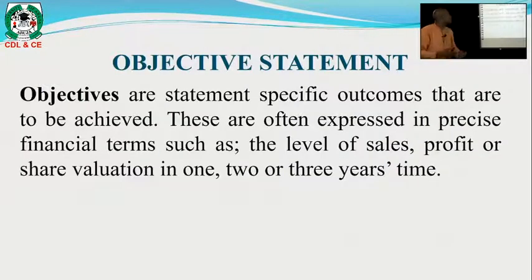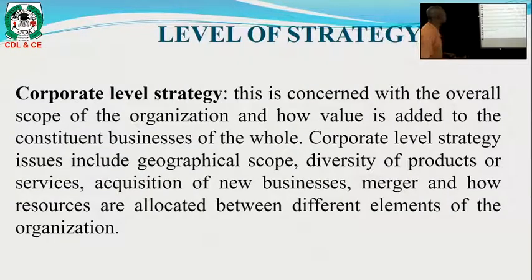And then objectives. Objectives are statements of specific outcomes that are to be achieved. These are often expressed in precise financial terms such as the level of sales. That is our objective. What profit percentage do we want to make, and so on. All right? Then levels of strategy. We have corporate strategy. This is concerned with the overall scope of an organization and how value is added to the constituent parts.